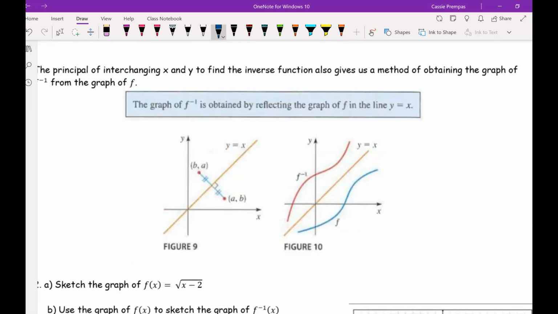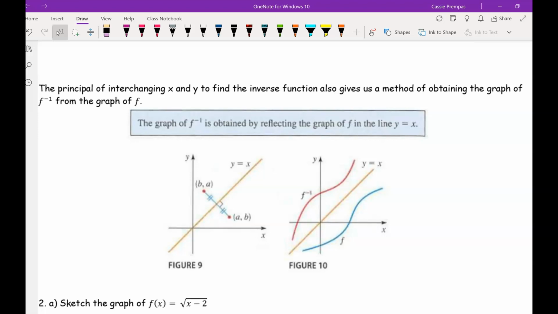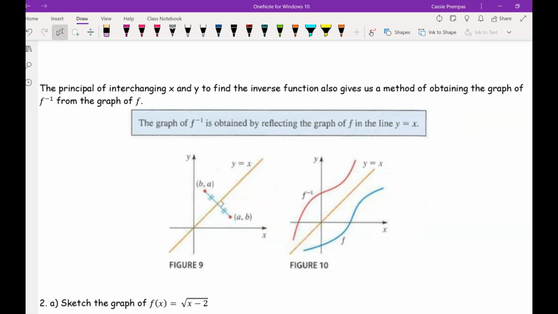Okay, we're going to practice one more, and then you guys can go ahead and start working on homework. The principle of interchanging x and y to find the inverse function also gives us a method of obtaining the graph of the inverse from the graph of f.